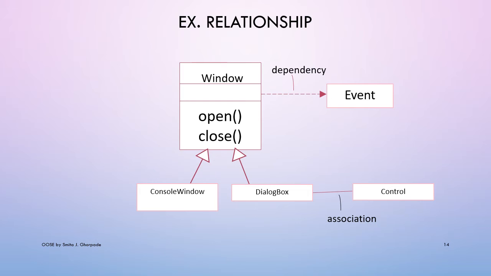Then the third type of relationship is association. Association means a connection between two components. So dialog box and control are two classes and they are joined with a special relationship, that is an association relationship. So this is one of the examples. In this example, all three types of relationships are shown.